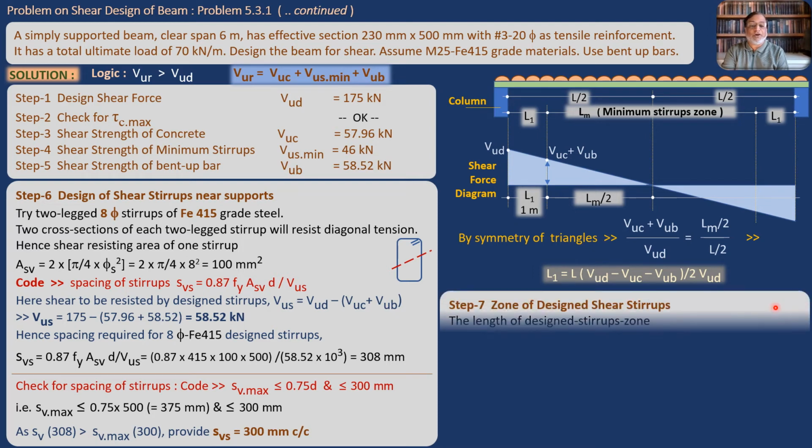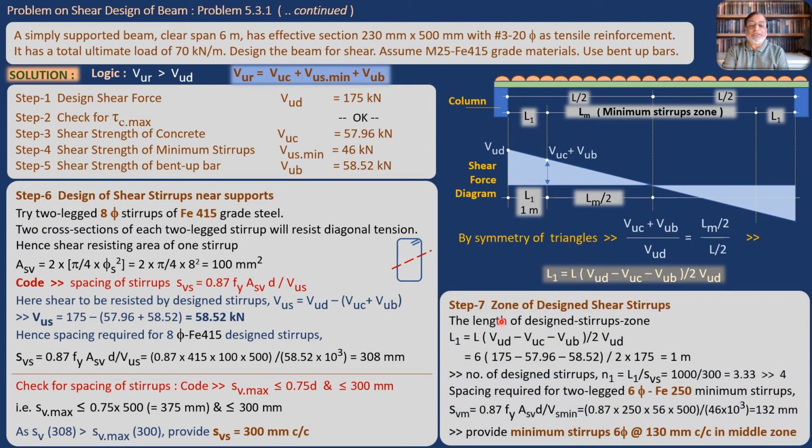So let us proceed to step 7, which is the zone of design shear stirrups, that is L1. This is the zone of design shear stirrups, and this LM is the middle zone of minimum shear stirrups. The length of the designed stirrups zone L1 is given by this formula, which you have to use directly. If you substitute the values VUD, VUC, VUB in this formula, you will get L1 equal to 1 meter.